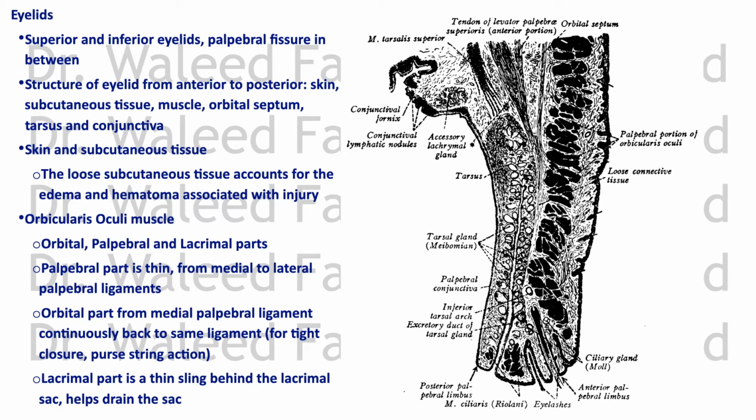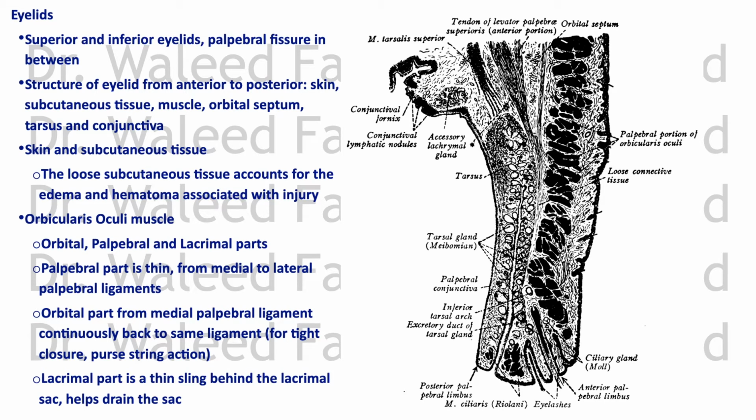This is a cut section of the circular muscle fibers of the orbicularis oculi. This is the palpebral part. See, this is a cut section of the palpebral part of the orbicularis oculi. So skin, subcutaneous tissue, muscle layer, then comes the orbital septum. See? This is the orbital septum. The orbital septum ends here by uniting with the tendon of the levator palpebrae superioris, as you can see here. This is the orbital septum. It's an extension of the periosteum of the orbit.